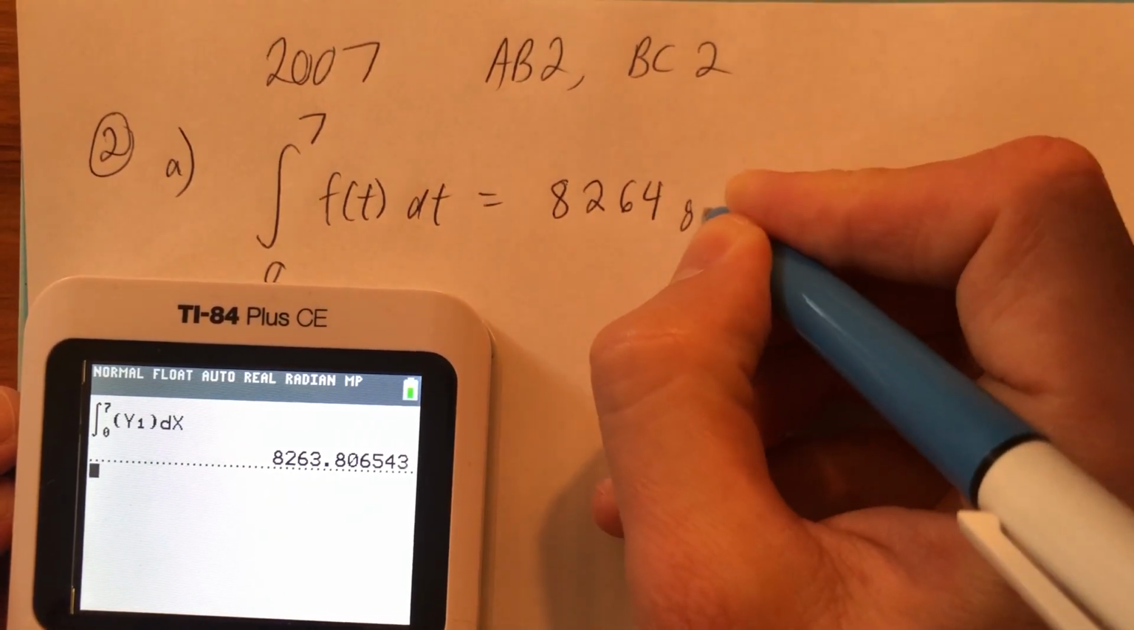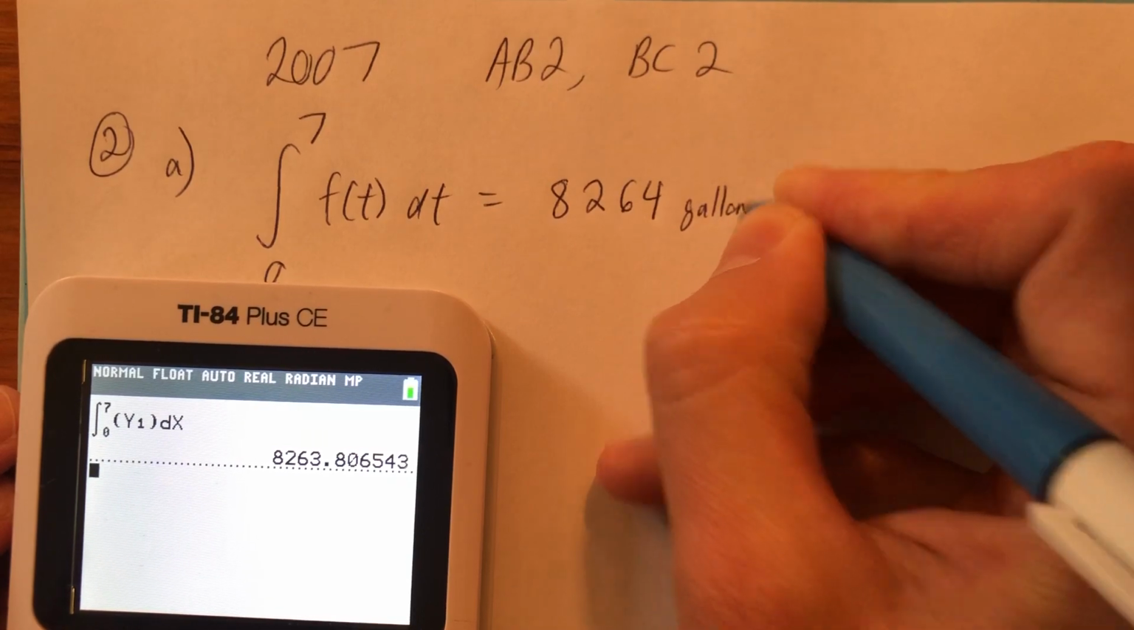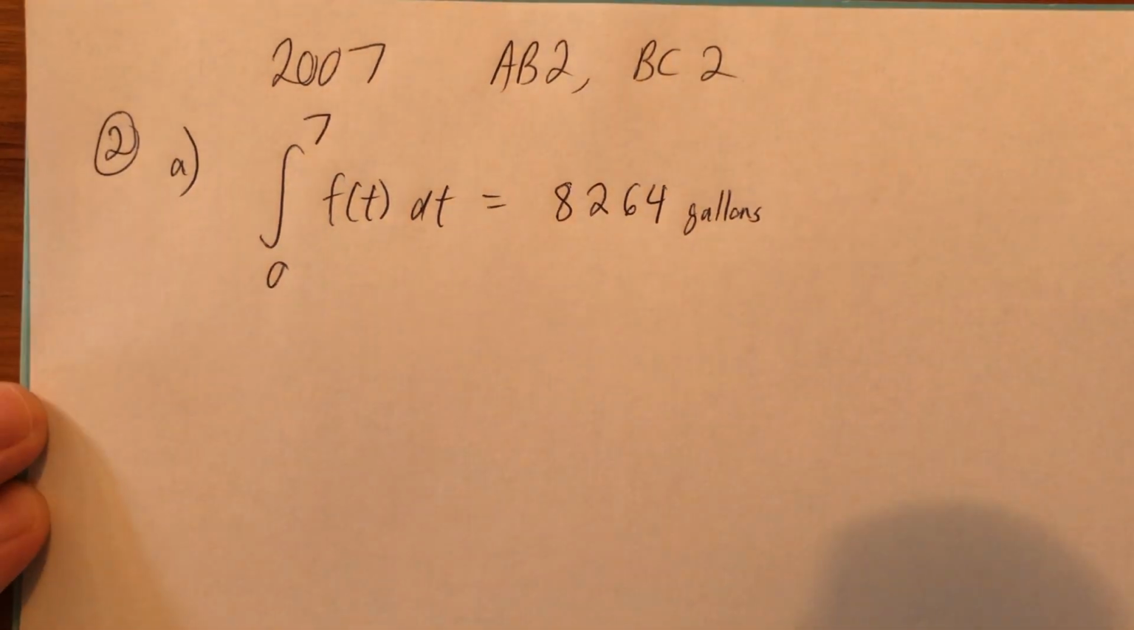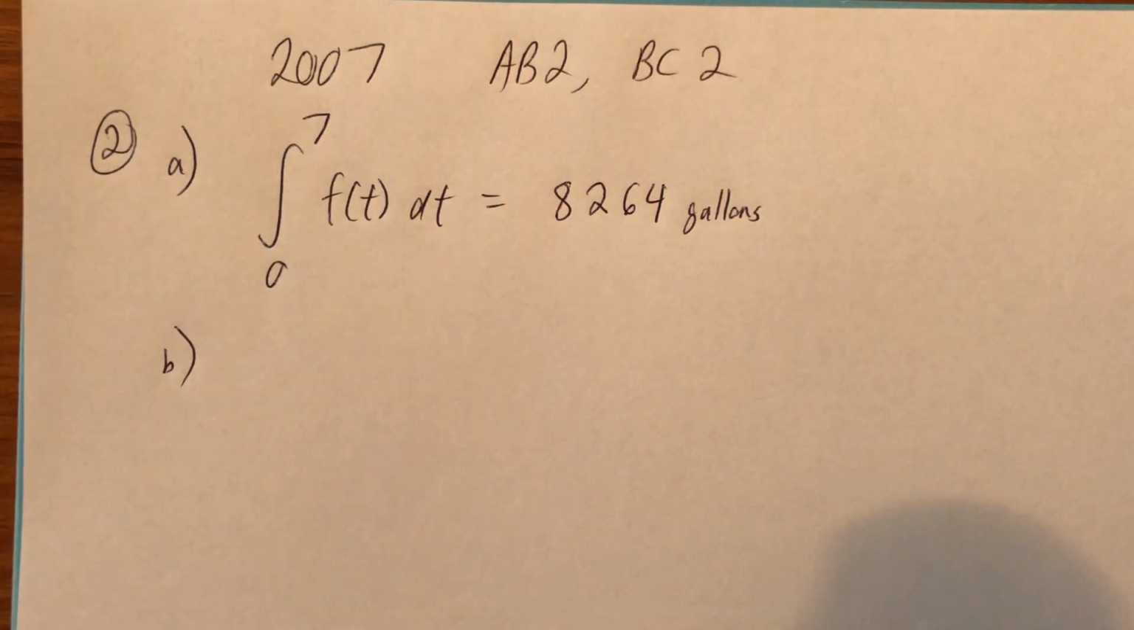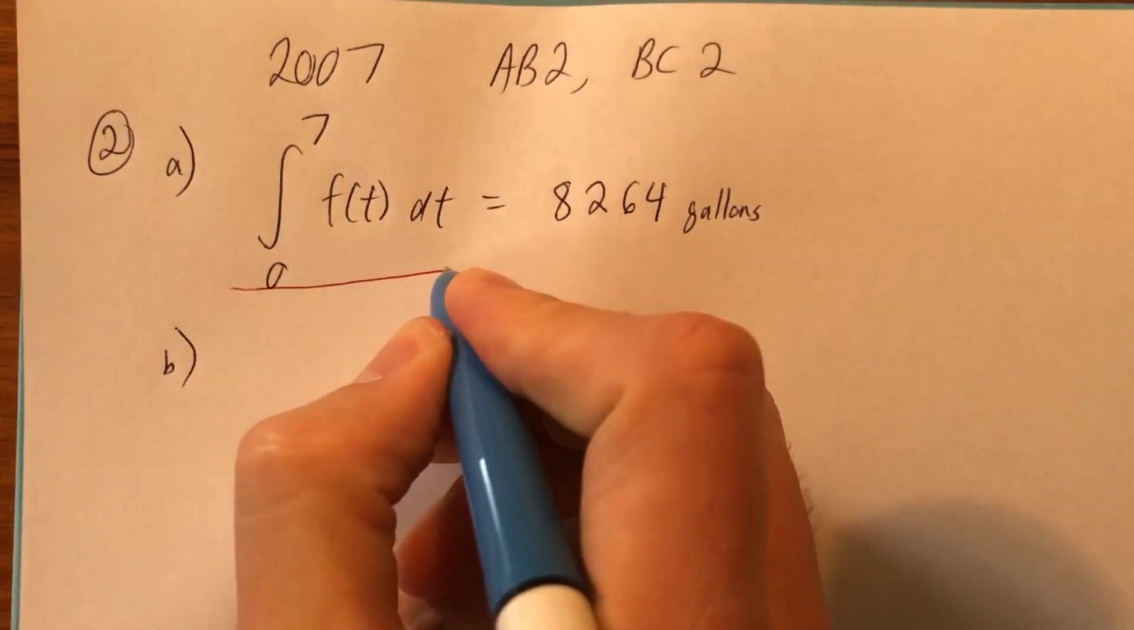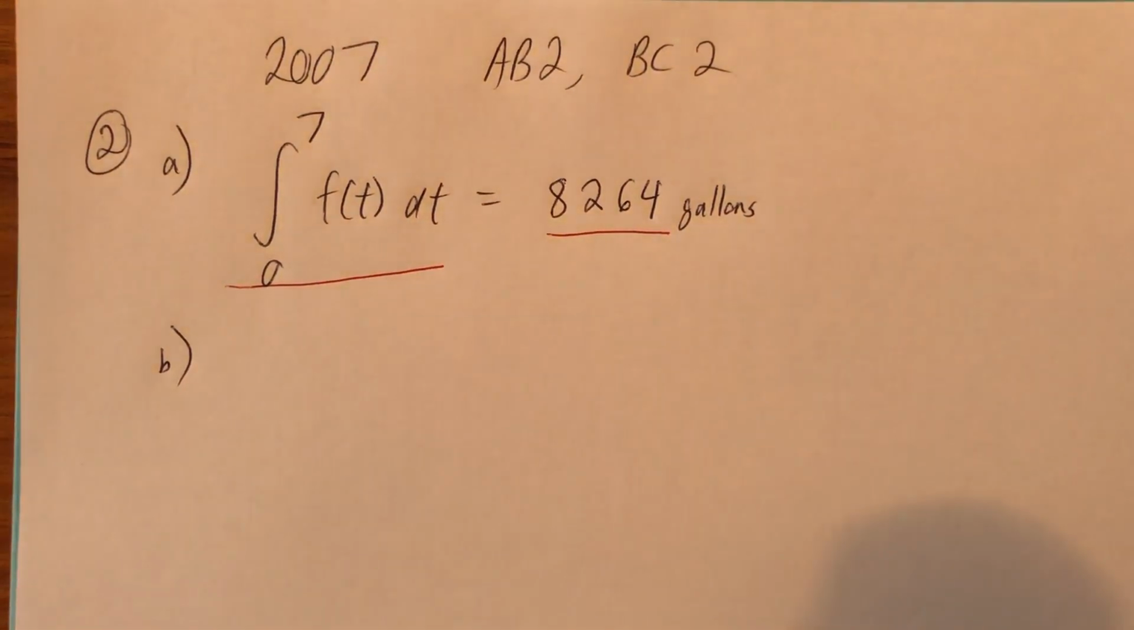8,264. And they didn't say put the units, but let's do it because it's a good habit. If you have units, you may as well put them. Okay? Well, let's read part B and see what it says, and this is where things get a little tricky. Part A was pretty easy. Oh, by the way, the way they graded this one was the whole integral was a point, and the answer was a point, and the units were not.